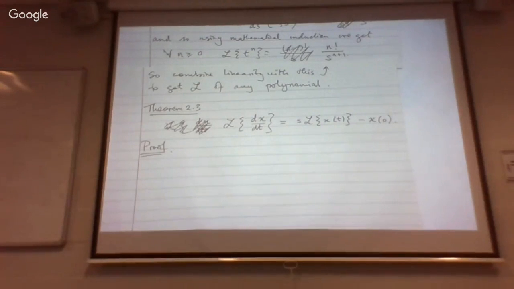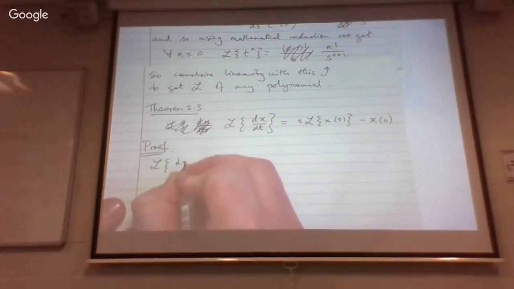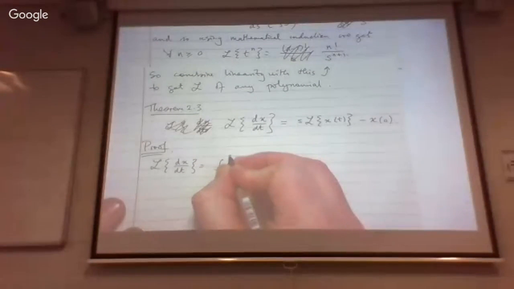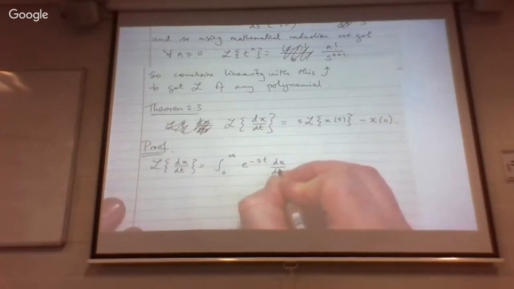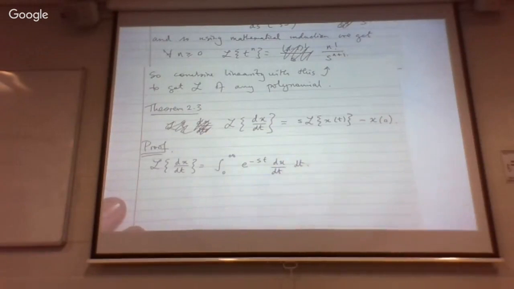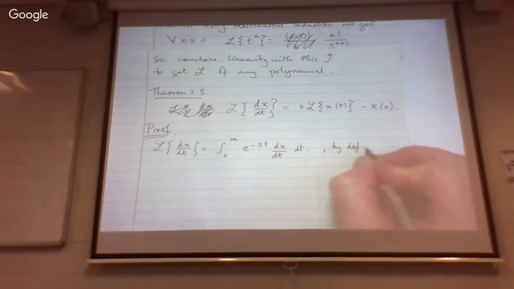Okay, so let's go for the proof of this. Okay, we'll have to go back to, this isn't built out of any of the previous properties necessarily. We have to go back to the original integral definition of the transform. We do it directly, so we go with the left-hand side. So by definition, this is the integral of e to the minus st times the derivative dx/dt, dt. It's true by definition.